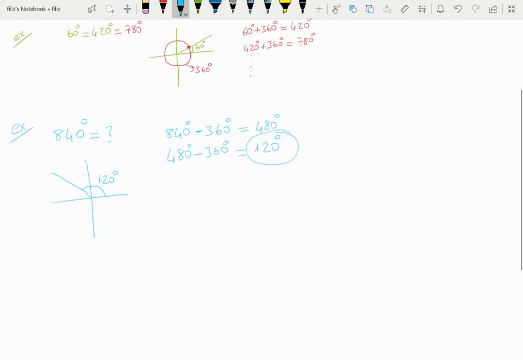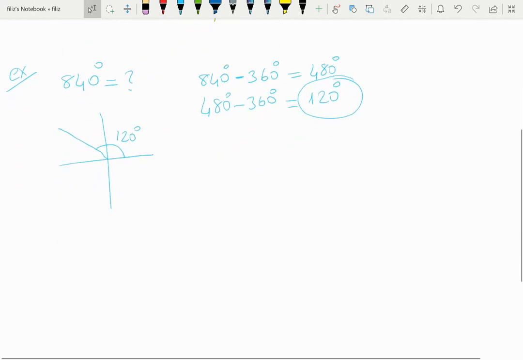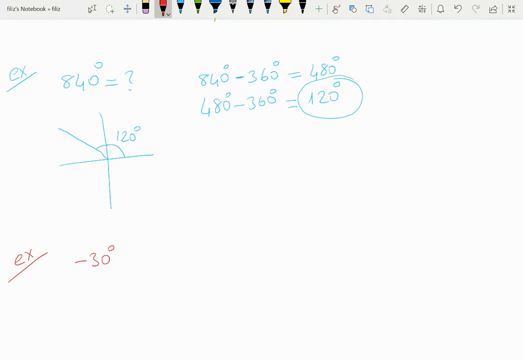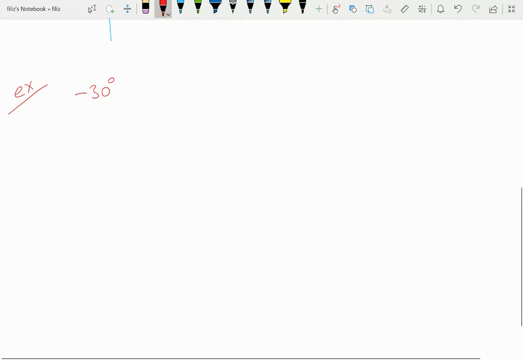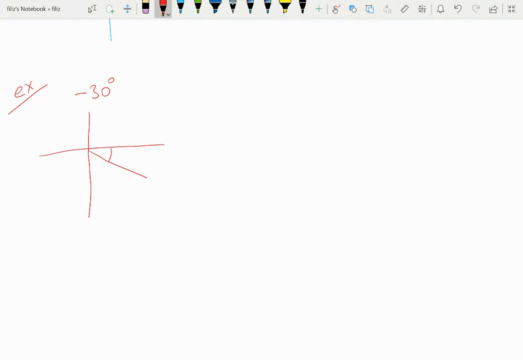Okay, let's say we have a negative angle, but we want to express it as a positive angle. Let's say we have negative 30 degrees. How can I express it as a positive angle? So negative 30 is like that.